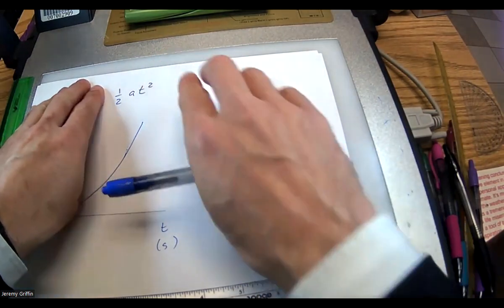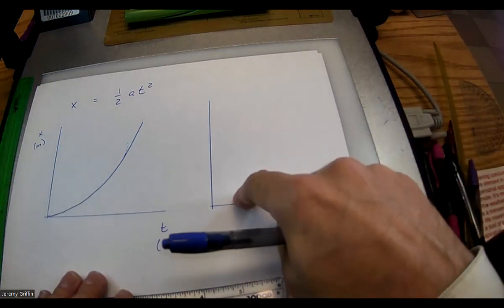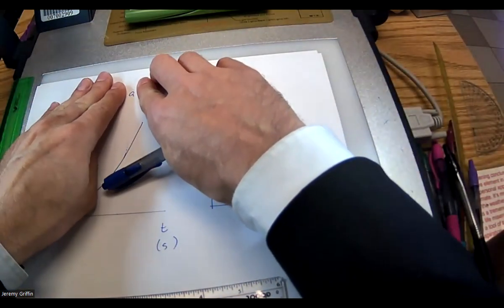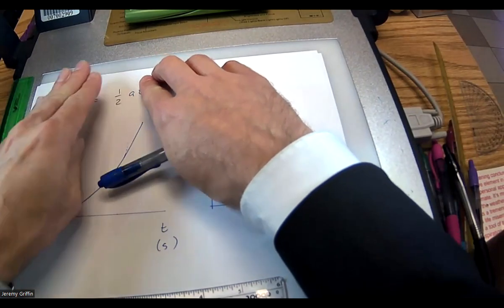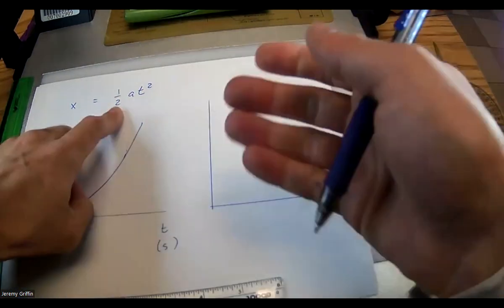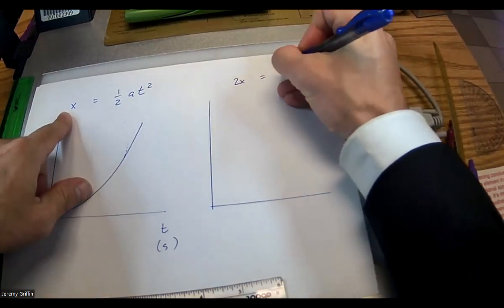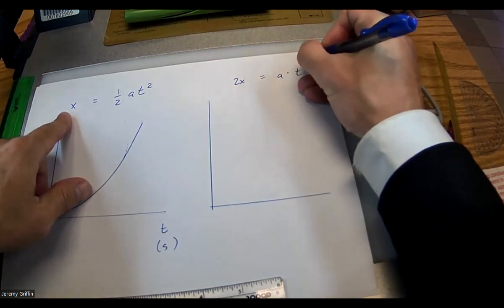1/2 a. Okay. Let's go one more step. Can you linearize it specifically in such a way that the slope is exactly equal to just this a? How about this? There's more than one way to do it. Here's one way. Can you cross multiply the two? Make it 2x equals a times t squared.